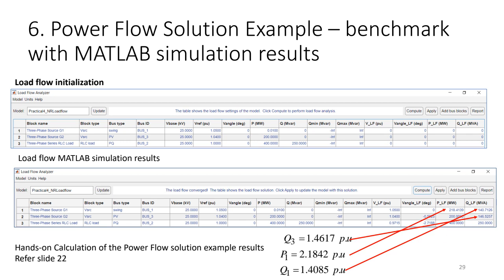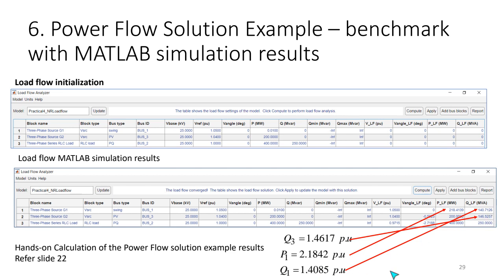So if you look at the load flow results, I compare the MATLAB simulation load flow results versus your Ansan calculation. In the Ansan calculation in the previous slide, we have P1, Q1 and Q3, but you can see from the load flow from the MATLAB, for Q3, here it is 1.46 per unit, and in the Ansan calculation it is 1.46. And then the P1, here I'm comparing 2.218 in the MATLAB, and the Ansan calculation is 2.18. And then the Q1, the error margin is small, 1.407 here, and 1.408.